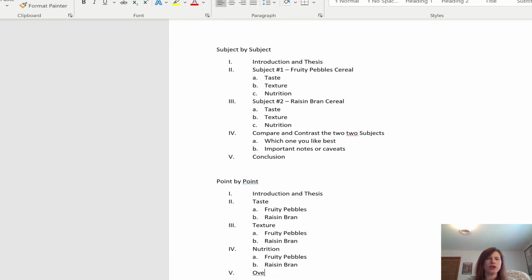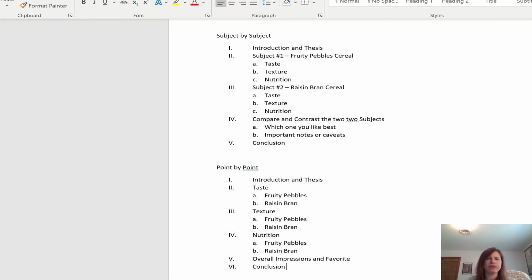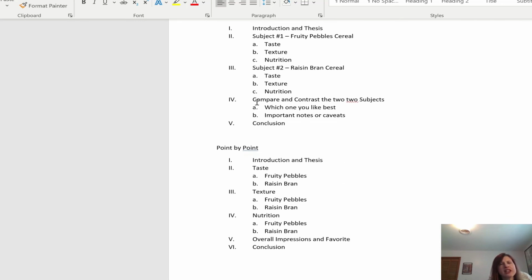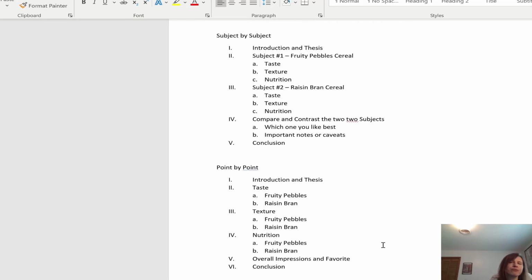And then you'll have your overall impressions and favorite, and then your conclusion. So you're still dealing with the exact same amount of information for each one. The difference is that instead of comparing and contrasting at the very end, you'll do that throughout your paper. And then you'll have your overall impressions at the end followed by your conclusion. So the pros of this are that your audience gets to see the comparison and contrasting in the moment as they read. So it's structured perhaps a little bit more fluidly and a little bit easier to follow.